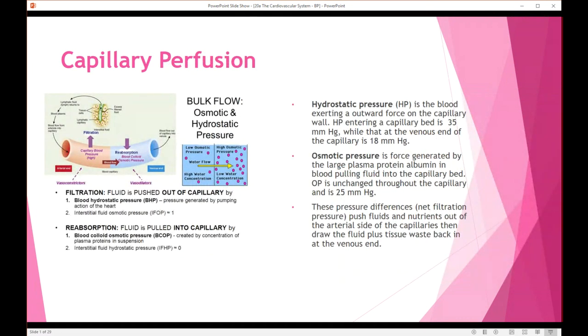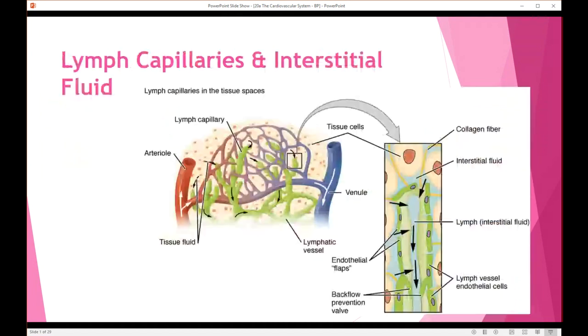This is, again, that pressure pushing out. It would be like if you turned on a water hose and you turn it on full blast, that pressure of the water going through the hose pushing against the outer part of the hose. Okay. Osmotic pressure is a little bit different. This is a force generated by these large plasma proteins like albumin in the blood pulling the fluid into the capillary bed. Osmotic pressure is unchanged throughout the capillary and it's 25 millimeters of mercury.